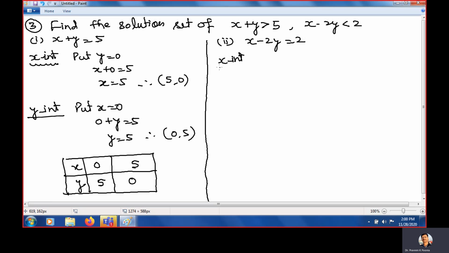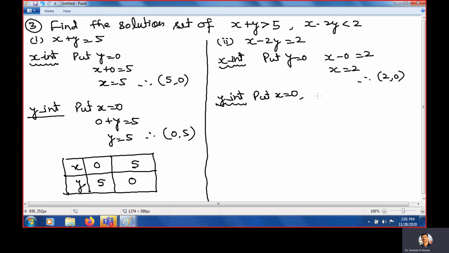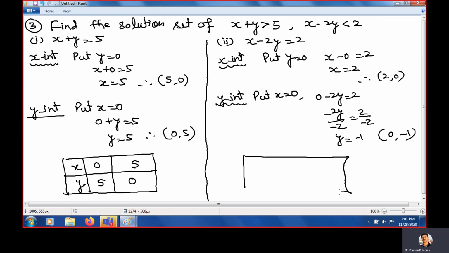So it is the x intercept, clear. So put y equal to 0. So how much is it? It is x minus 0 equal to 2, so x is equal to 2. So therefore (2, 0) is the x intercept for equation 2, and for the y intercept, put x equal to 0. So 0 minus 2y equal to 2, divide by minus 2. 2 cancelled everywhere, so y equals minus 1. So (0, minus 1) is the y intercept. And now you can make the table.